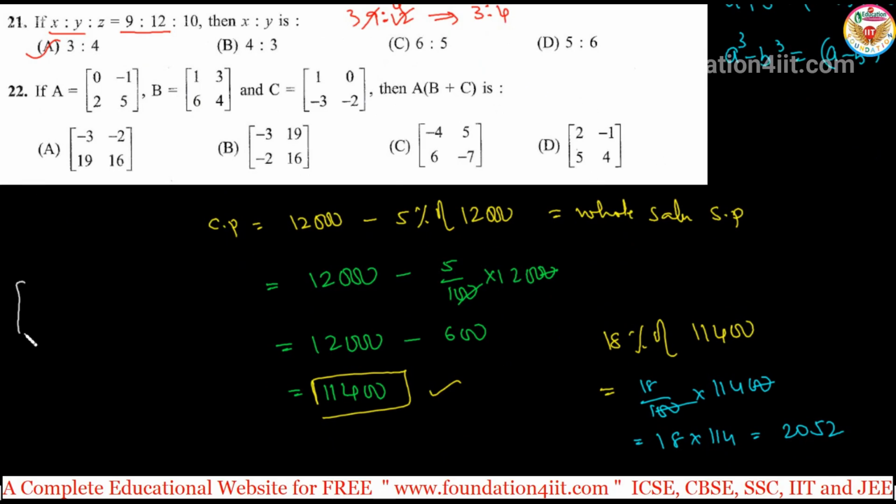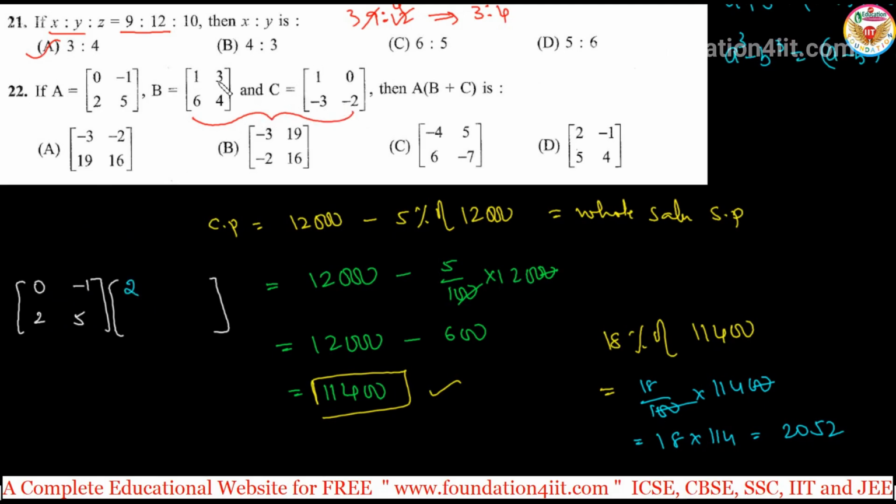Let me take this side. A is 0, minus 1, 2, 5. And next B plus C. So matrix B and C we need to add. These both we should add. So 1 plus 1, so it is the 2 that I am writing. 3 plus 0, 3. 6 minus 3, 3, and 4 minus 2 is 2.